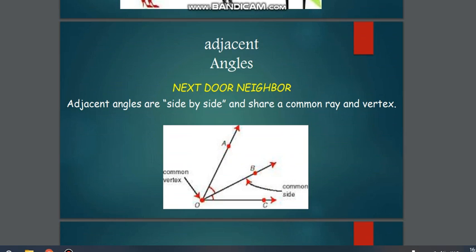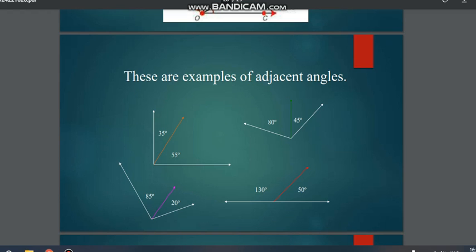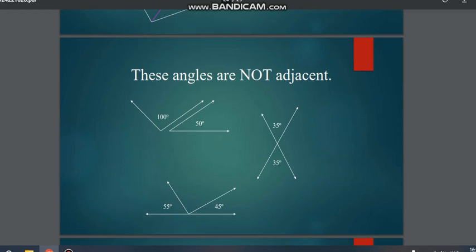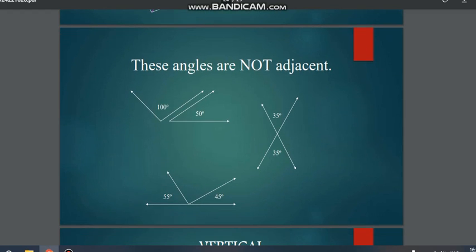Adjacent angles. Adjacent angles are two angles in the same plane that have a common vertex and a common side, but don't have any interior points in common. In this example, you can see the vertex O, and the common ray for both is OB, and the other, non-common rays are OA and OC. These are examples of adjacent angles, and these angles are not adjacent.